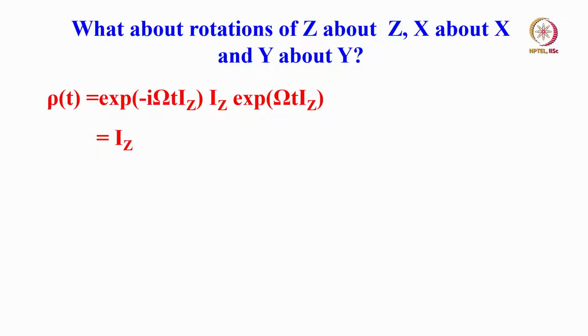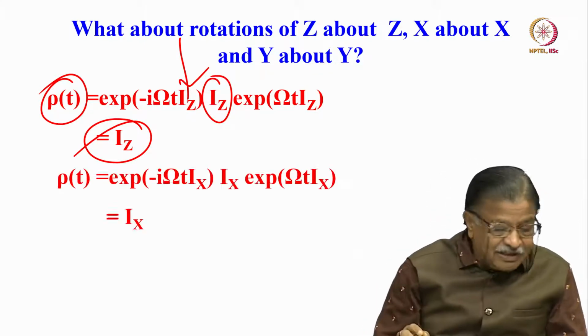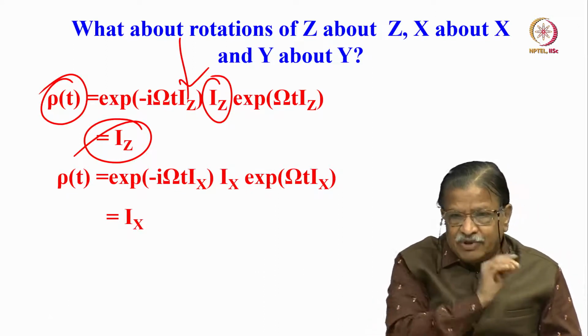Simply you write like this, rho of t is rotation of Iz about z. That is what it implies. That is what we were trying to understand. This is exactly equal to Iz if you work out. Similarly, you work out, I will come to that what it is.